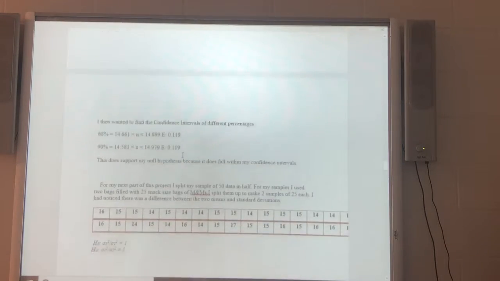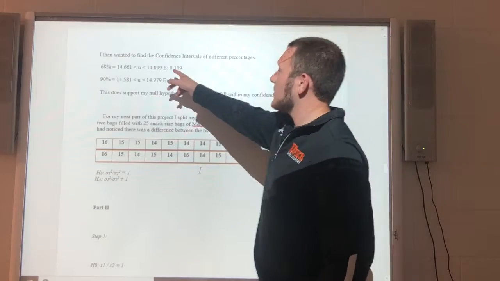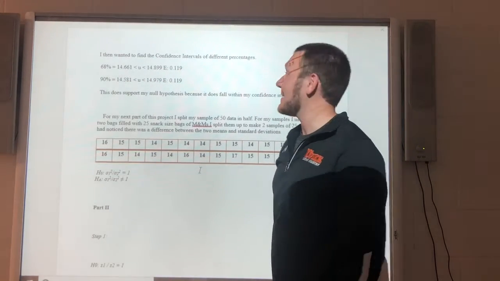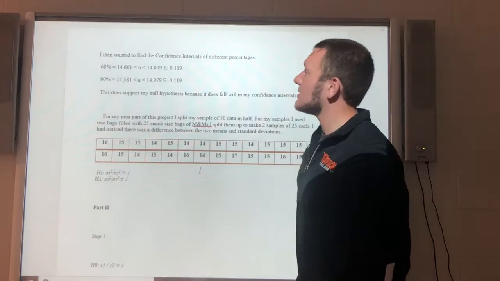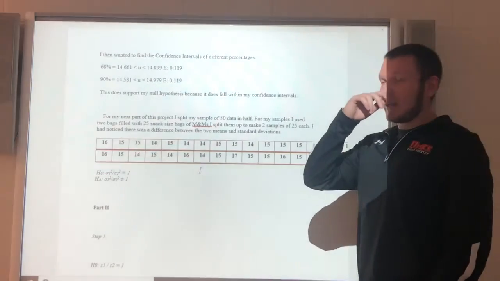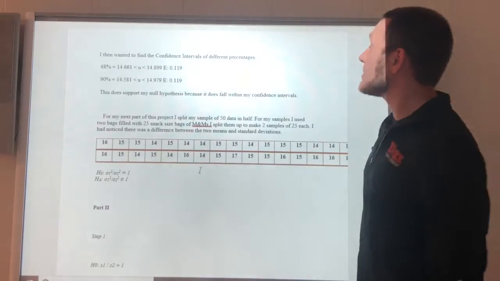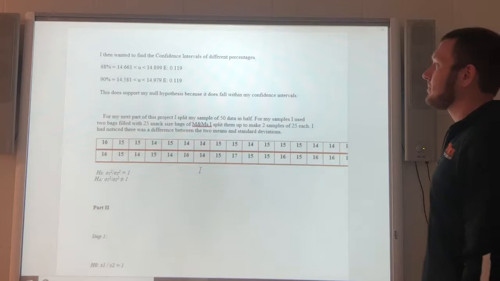So I wanted to find the confidence intervals of the different packages. For 68%, we would use 14.661 < μ < 14.899. For 90%, we're going to use 14.581 < μ < 14.797. Or 97.9%, I'm sorry. This does not support my null hypothesis because it does not fall within my confidence interval, so I would have to reject that.